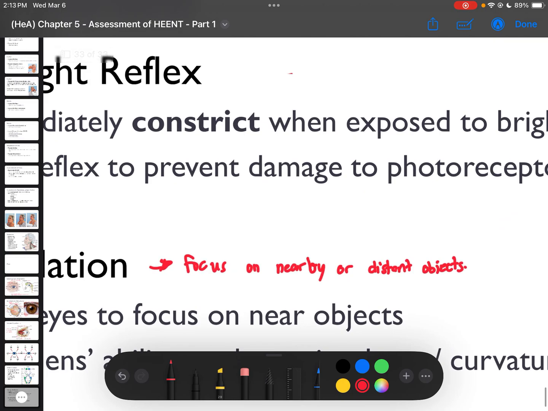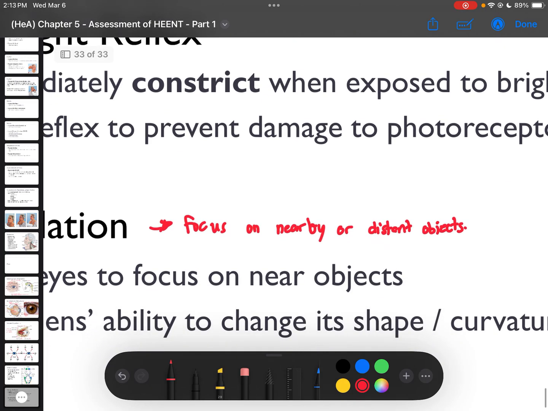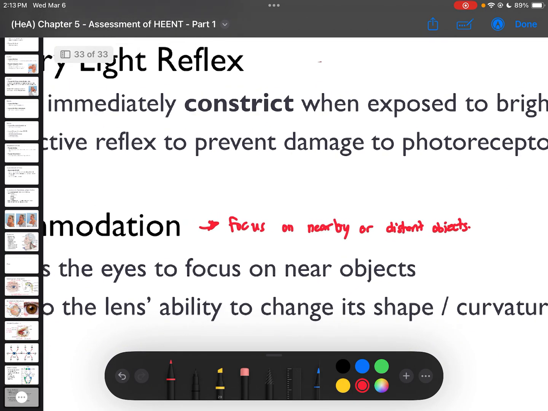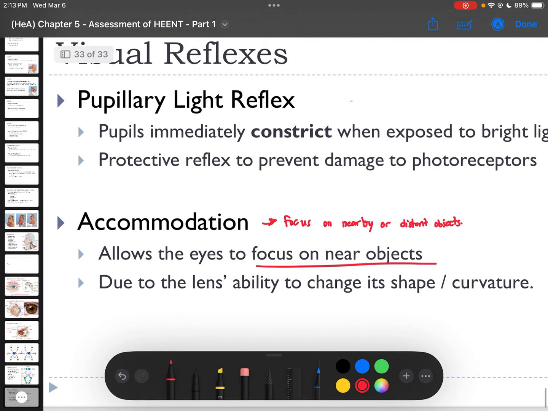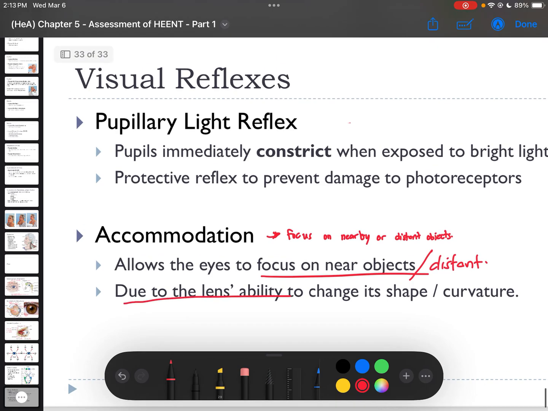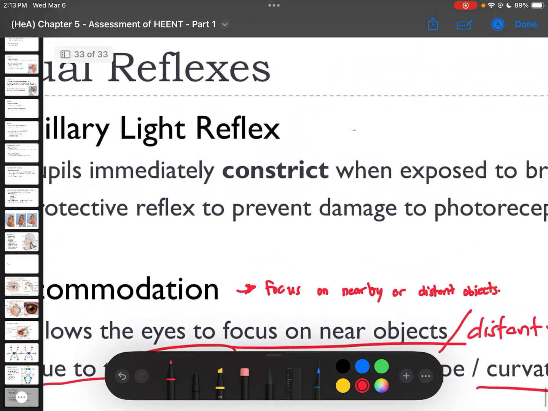But there is also a component that involves our pupils. Don't forget, there's also a component that involves our pupils. Now, it allows our eyes to focus on near objects and distant objects as well. This is due to the lens's ability to change its shape or curvature.